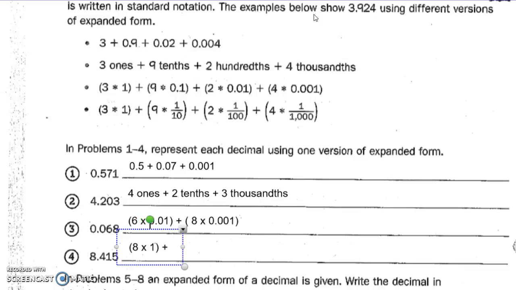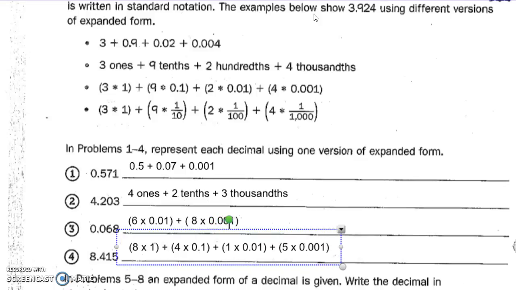Okay, alright, so 8 plus 4 tenths. We need the 4 times the value of 1 tenth. We're going to add that to a 1 happening 100th of a time because that 1 is in the hundredths spot. We're going to add that to a 5 happening only 1,000th of a time. 5 thousandths. So let's read these numbers really quick while you catch up.